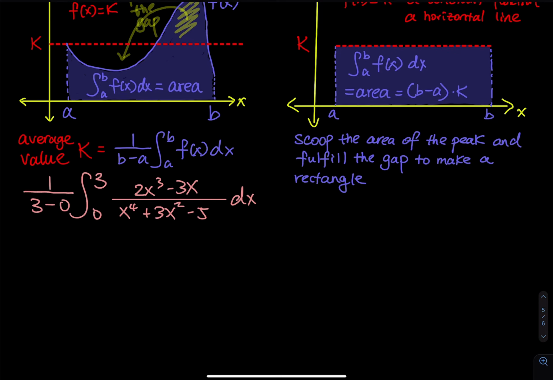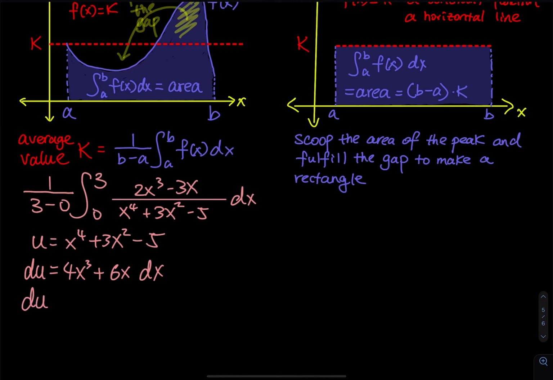First of all, we let u equal the denominator. So u equals x to the fourth plus 3x squared minus 5. Now it is a good time to practice your u-substitution on a definite integral. Then du equals 4x to the third plus 6x dx. This is not equal to the numerator, so how about this? We factor out 2, so du equals 2 times (2x to the third plus 3x) dx.